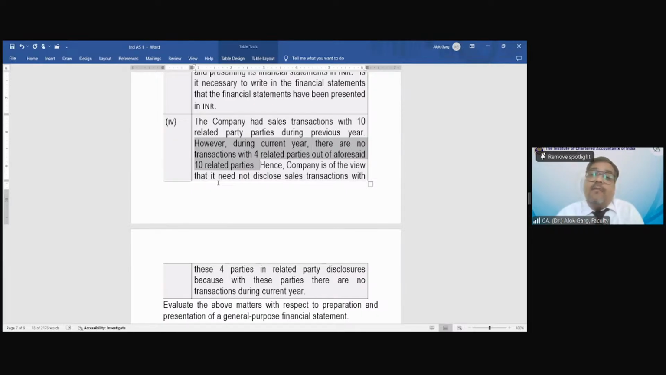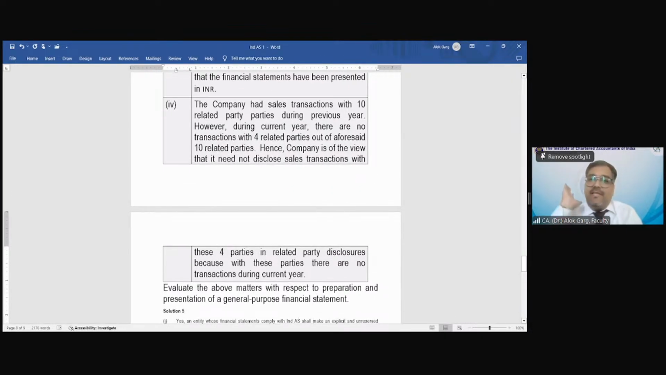Hence, the company is of the view that it need not disclose the sale transactions with those 4 parties in the related party disclosure, because with these parties there are no transactions during the current year. Whether the company's view is correct? Tell me. Ind AS 1 says that you have to provide at least 1 year comparative. You have to provide the comparative information throughout the financial statement. So tell me whether the company's view is correct or not.